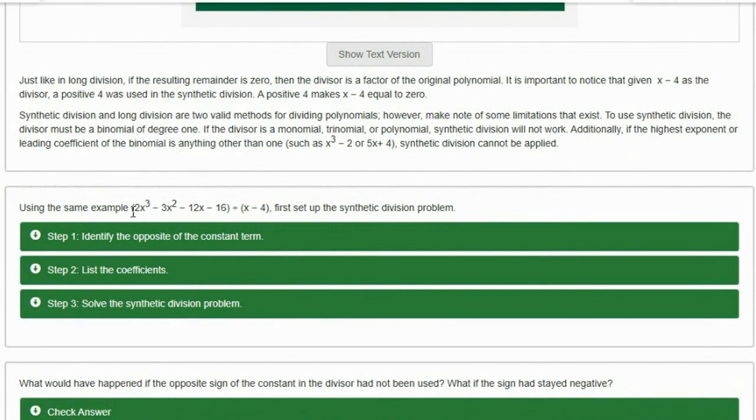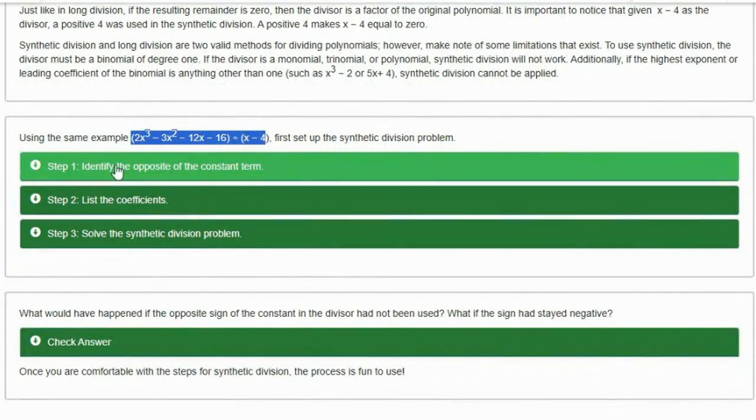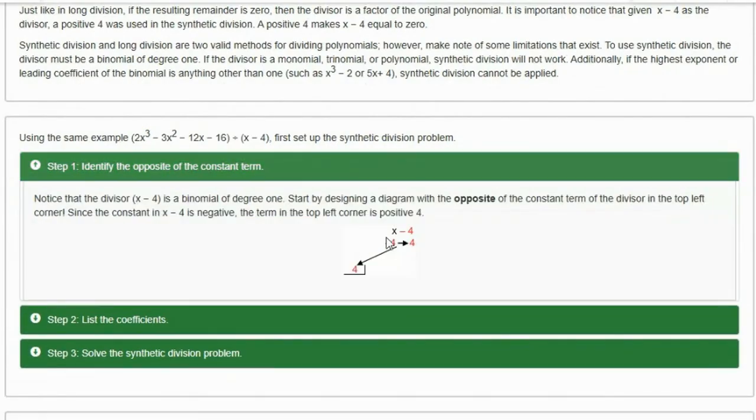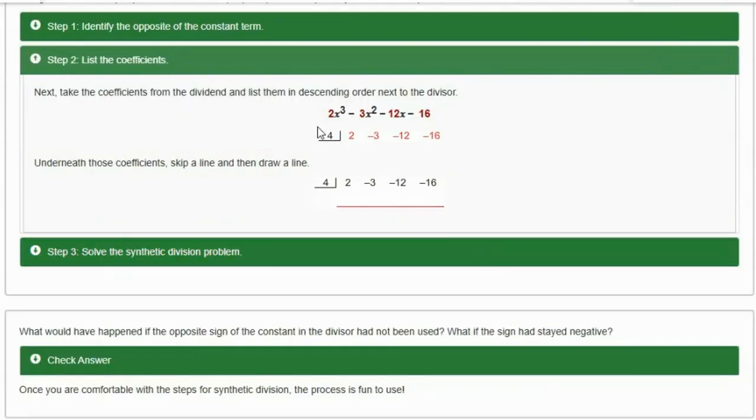So using the same example, set up the synthetic division problem. So identify the opposite of the constant. Like x minus 4, we're using a 4, right? Because this is a negative 4, we're going to divide by a positive 4. Because if we set it equal to 0 and move it over, x would equal 4, we're dividing by 4. With the problem we're dividing into, the dividend, we just want the coefficients, 2, negative 3, negative 12, negative 16. So we're dividing 4 into those 4 coefficients.